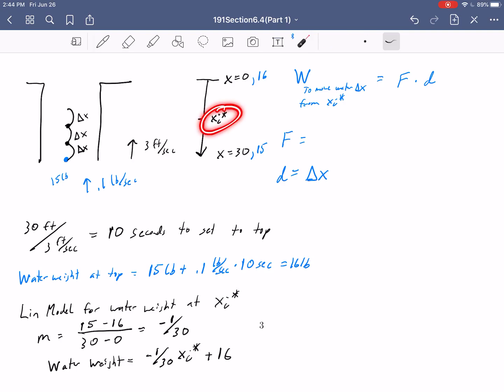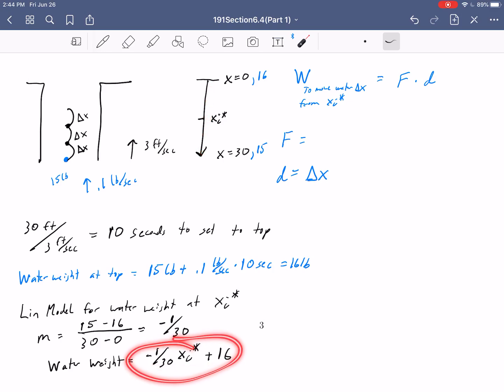So at any moment, xi star, you can use this formula to figure out the weight. Let's check and make sure it makes sense. When x is 30, plug that in here. 30 times negative 1 over 30 is negative 1. Negative 1 plus 16 is 15. Good. When x is 0, plug in 0 here. Negative 1 over 30 times 0 is 0, so we get 16. Yep, there we go. Want to know how much water there is when you're at 20 feet in the well? You plug in 20, and this tells you how much water is there. So now we know the water weight at any particular moment along the axis.